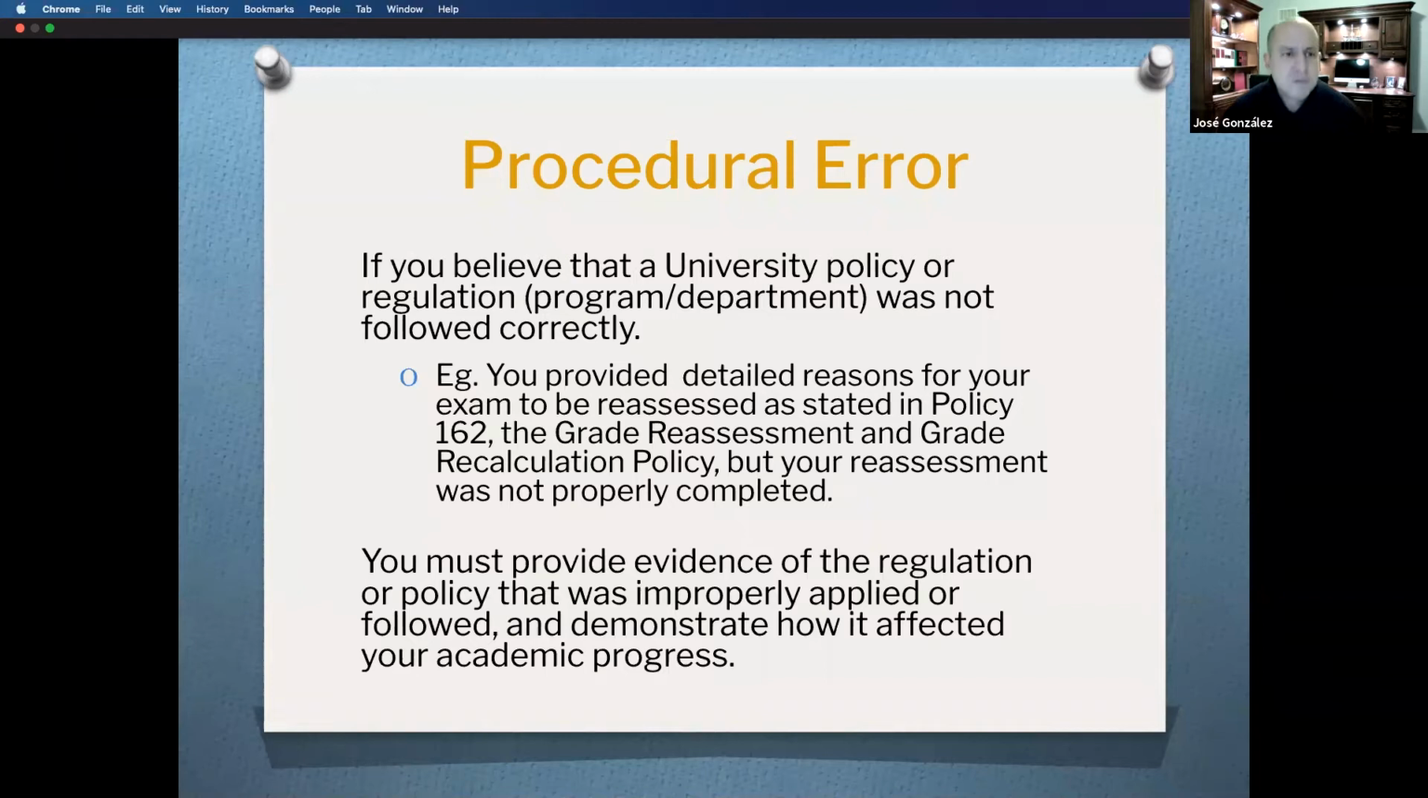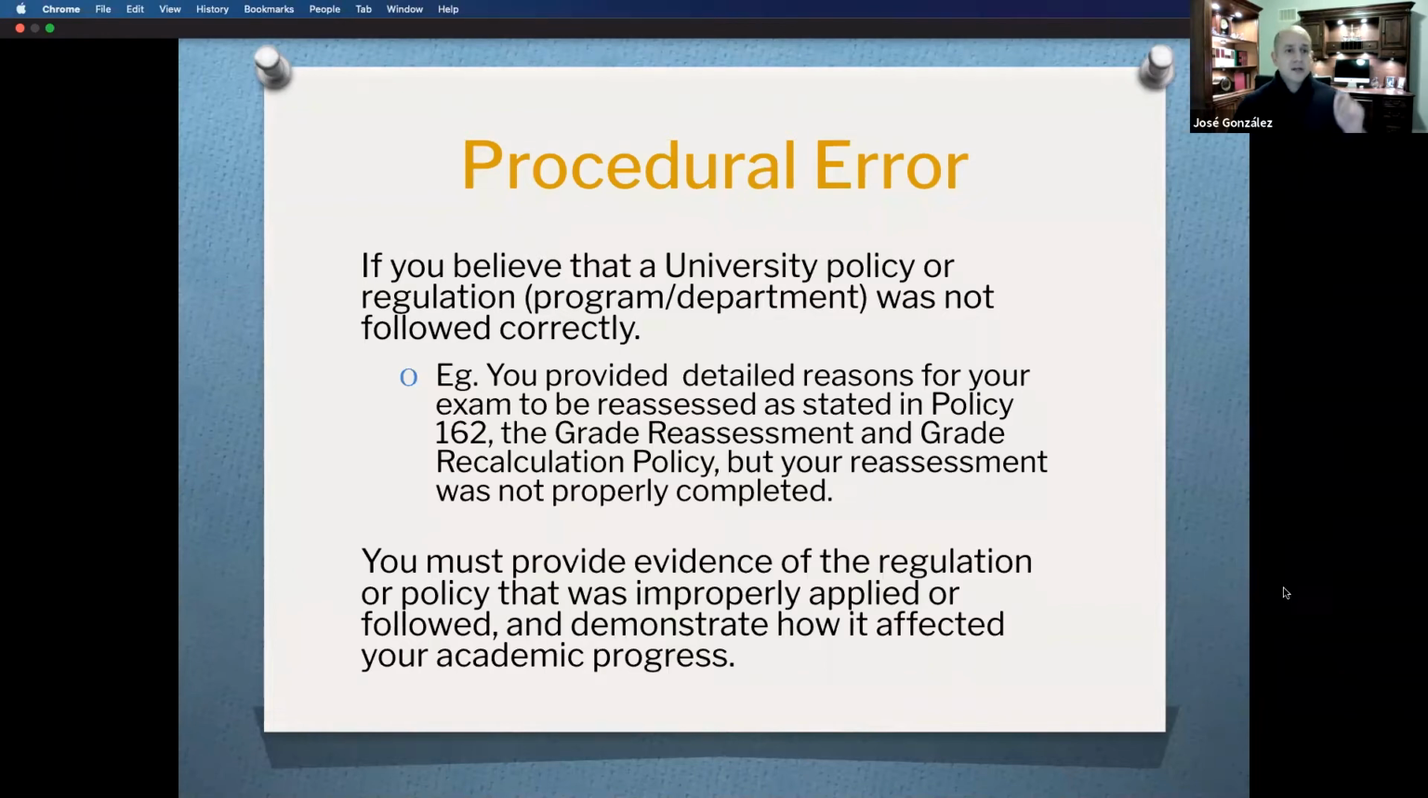If that's the case, you need to identify in your appeal which policy number you believe the instructor or the university did not follow, and also the section, and then just explain your interpretation of how we're supposed to follow it, and make the reference. And again, if you are not sure about the policy, you can contact Lyndall or myself, and we will be happy to direct you to the right policy based on the issue.